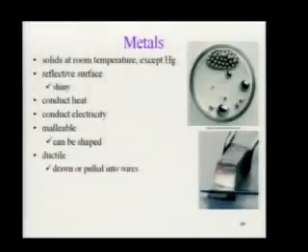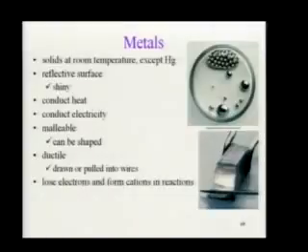And they are ductile. They can be drawn out into wires. Okay, drawn or pulled into wires. What happens to metals is they tend to, in chemical reactions, lose their electrons and form what's called cations. Now I'm going to discuss this a little bit further, but what an ion is, is when an atom loses or gains electrons.